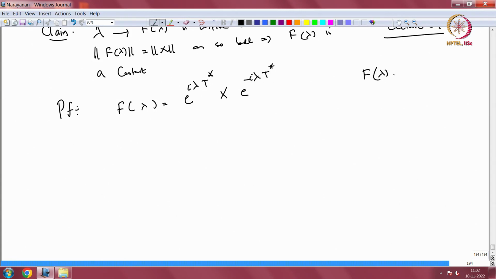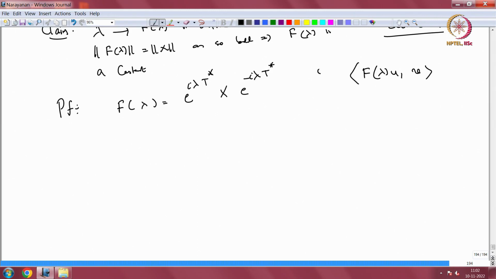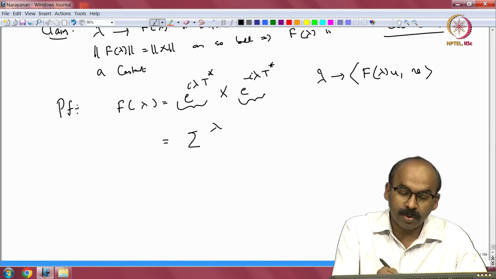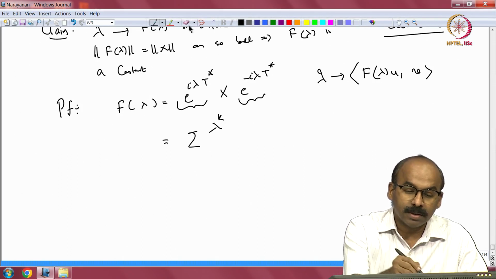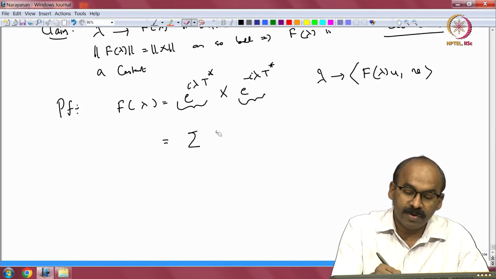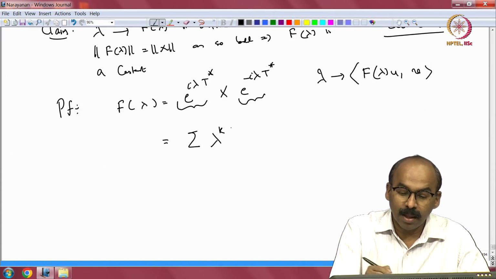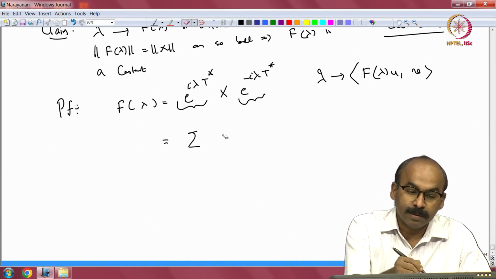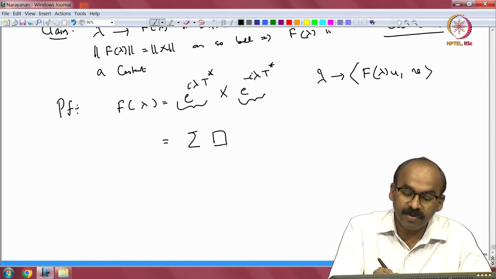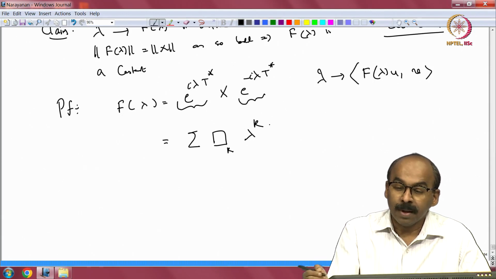What do I mean by it being an entire function? You look at f lambda acting on u, inner product with v, and you want to know if this is holomorphic in lambda. Well, these are exponential functions, and so they have power series expansions in lambda. So, you can write this as a summation of lambda to the k times some operators. Let us write the operators first, those are the coefficients, and I will have lambda to the k.